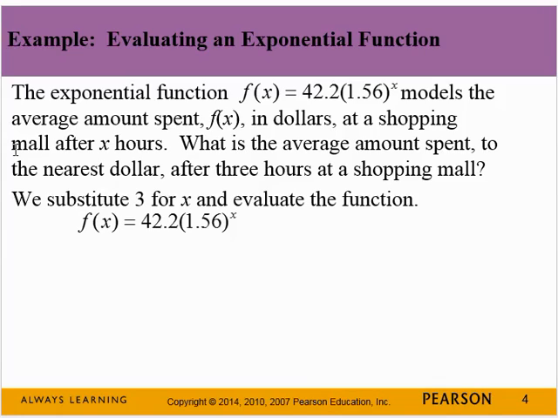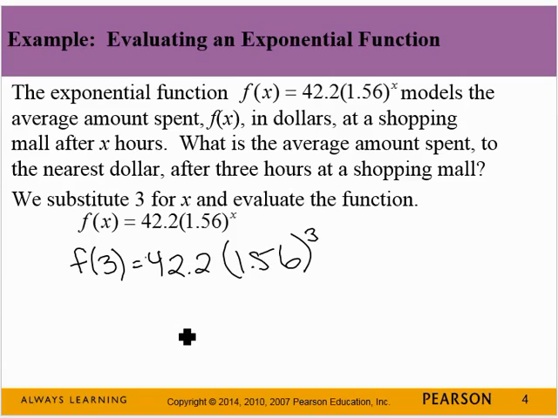So the exponential function f of x equals 42.2 times 1.56 to the x power models the average amount spent, f of x in dollars, at a shopping mall after x hours. What is the average amount spent to the nearest dollar after 3 hours of shopping at the mall? So we're going to substitute 3 in for x and evaluate the function. So this means we have f of 3 equals 42.2 times 1.56 to the third power.